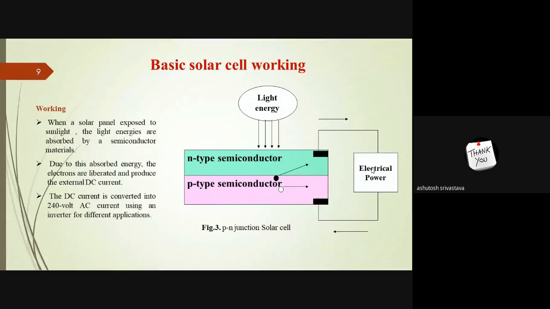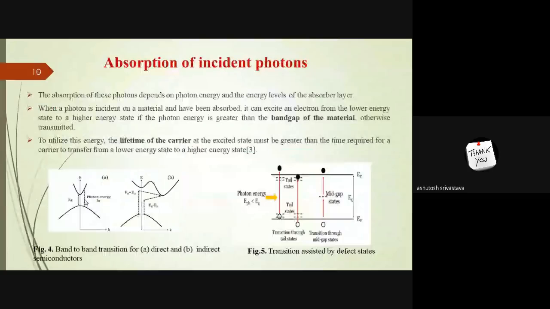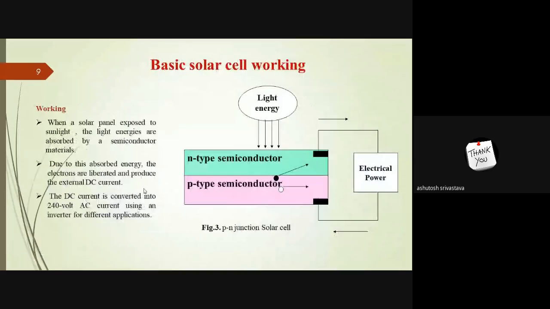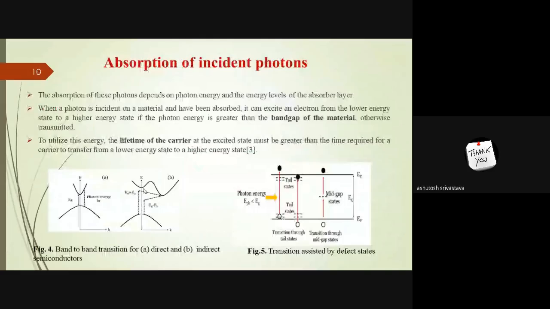So of course we all know that this current will definitely be in the form of DC. So the DC current is converted to 240 volt AC and finally energy can be harvested easily. When I'm talking about a solar cell working, there are three basic steps being followed here. So the first step is the absorption of incident photons. The absorption of these photons depends on photon energy and the energy levels of the absorber layer.